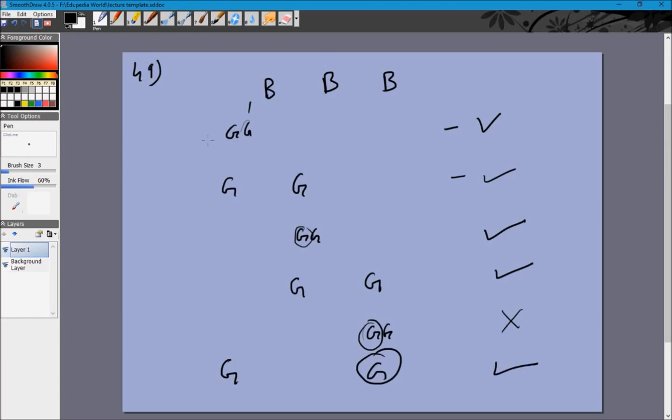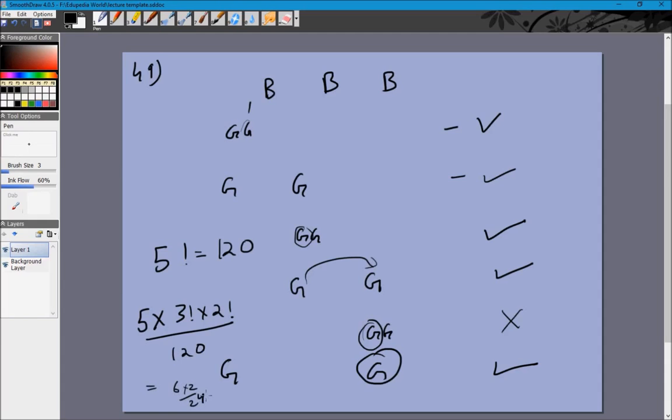The total number of arrangements in which you can put 3 boys and 2 girls is 5 factorial. Right? That is 120. But what are the number of ways in which this would be satisfied? There are 5 ways, but in each way you can interchange the 2 girls or you can interchange the 3 boys. So 3 factorial into 2 factorial. And the probability will be this divided by 5 factorial, which is 120. So what we get is 120 divided by 5 is 24. So 6 into 2 by 24, that is 12 by 24, that is 1 by 2. So the answer to this problem is option A.